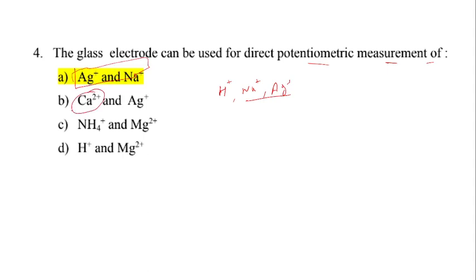Ca2+ we just discussed. It will use a liquid membrane. Leave all the other cases, because they are ammonium and magnesium 2+ ion. It is also hydrogen, but the magnesium ion is there. So all the other options are incorrect, and the first option is the correct answer to this question.